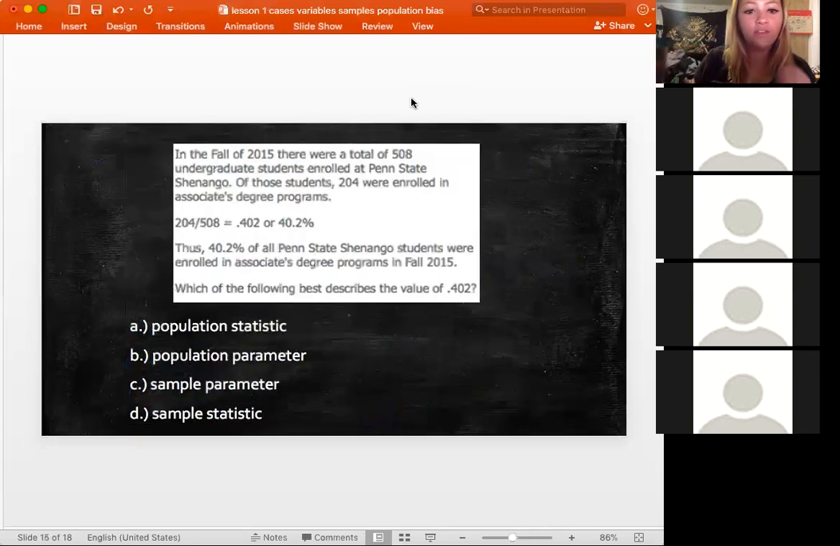Next. In the fall of 2015, there were a total of 508 undergraduate students enrolled at Penn State Shenango. Of these students, 204 were enrolled in an associate's degree program. So we have 40.2% of them. That means 40.2% of all Penn State Shenango students were enrolled in an associate degree program in fall of 2015. Which of the following describes the value of 0.402? Let me know what you think the answer is, and we will go over it together.